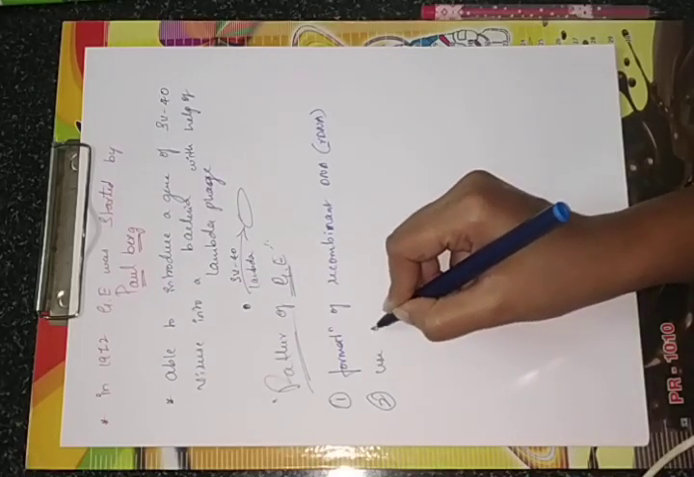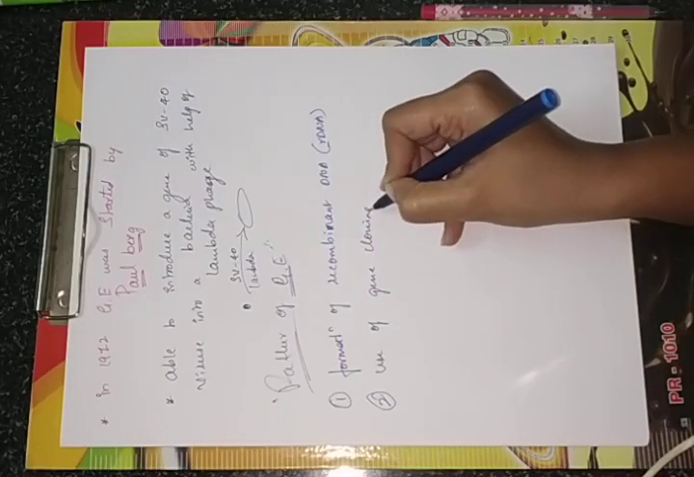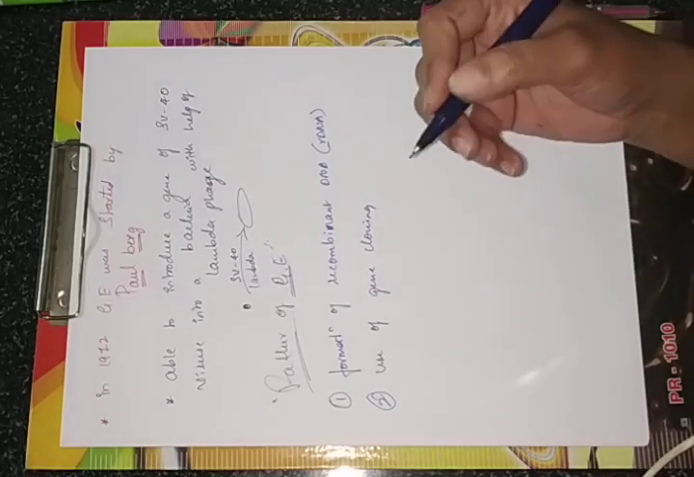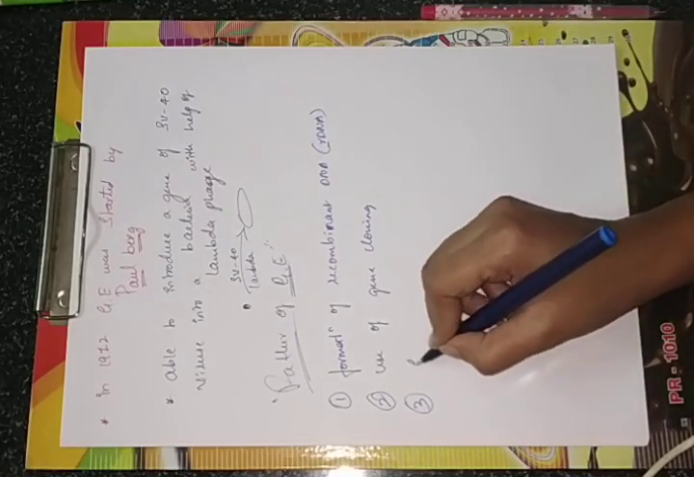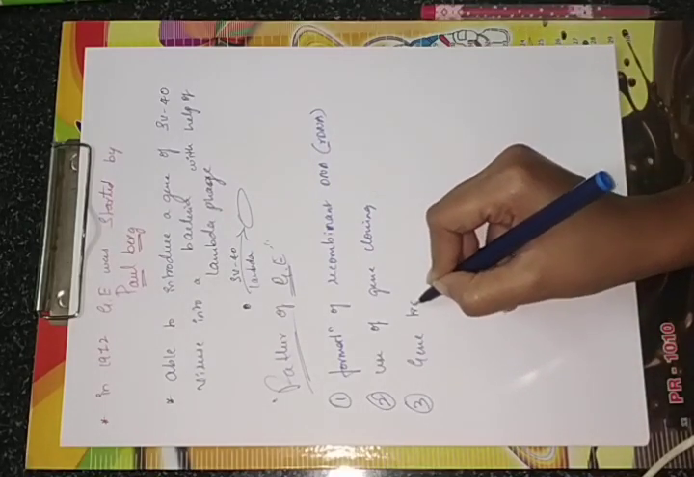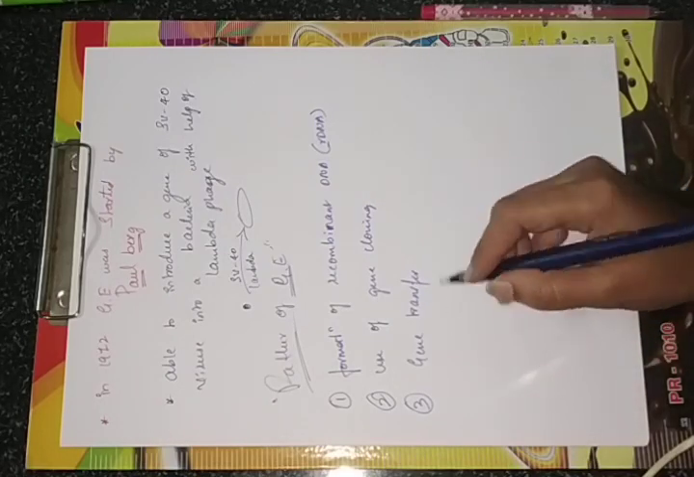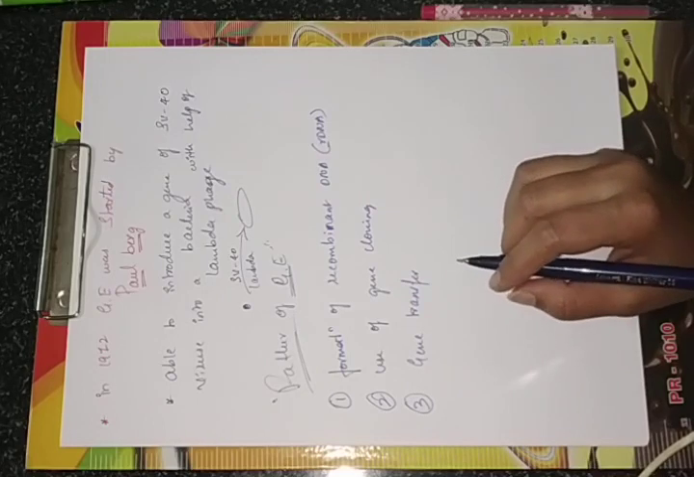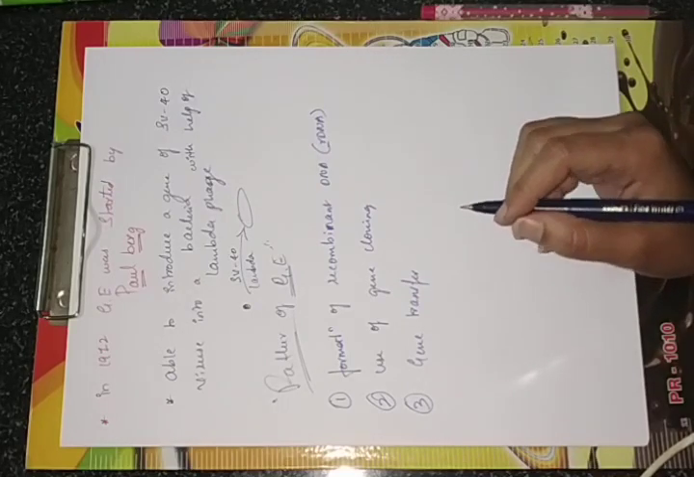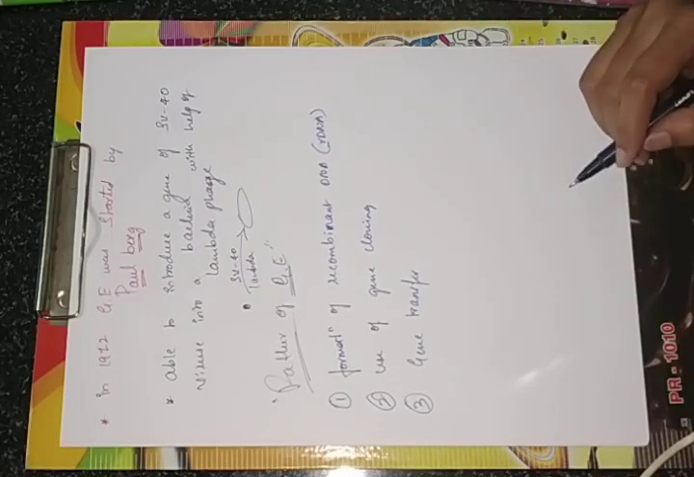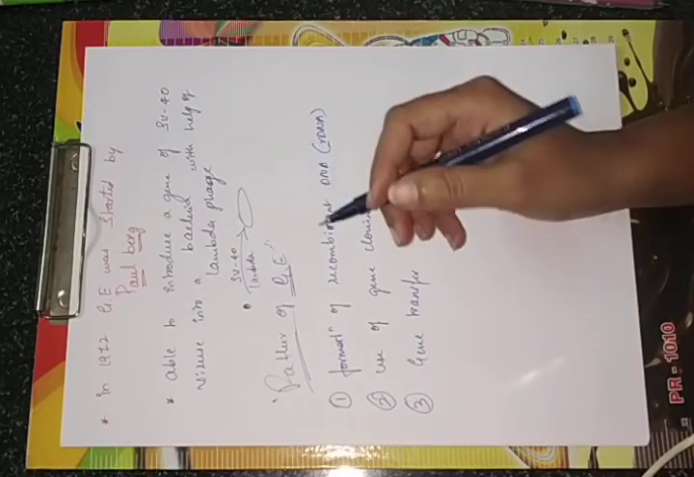Second one, the use of gene cloning. It means the recombinant gene is cloned many times, multiplied many times. Third one, gene transfer. Gene transfer is very desirable. It permits you to isolate and introduce only one or a set of desirable genes. For a bacteria, you can introduce only one gene, or a set of genes also.